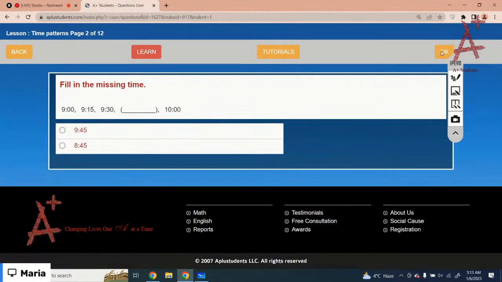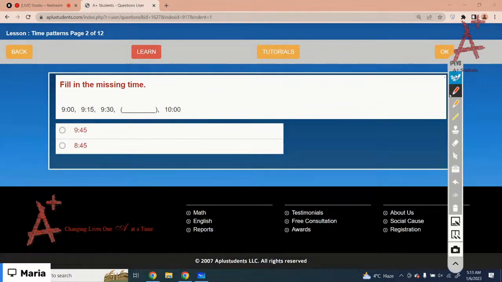Okay, fill in the missing time. So just look for the pattern in the time. Each next time is 15 minutes ahead of the previous one. Got it? So then the next one from 9:30 is just add 15 minutes. So it would be 9:45. Got it? Add 15 minutes to 9:30. So it is then 9:45.